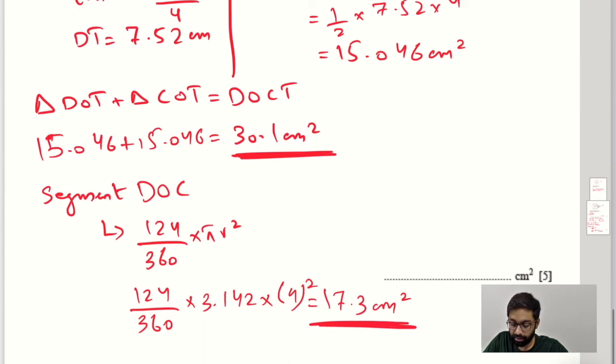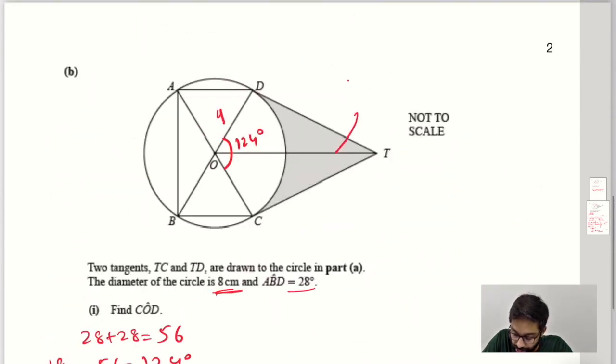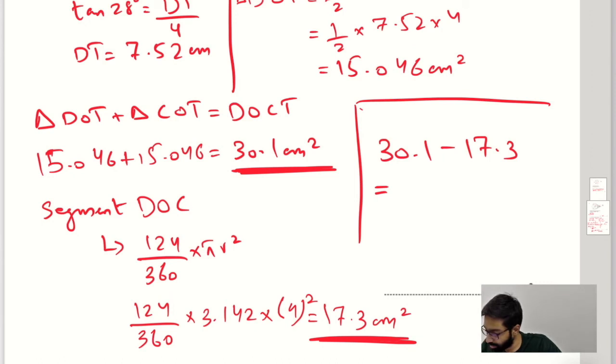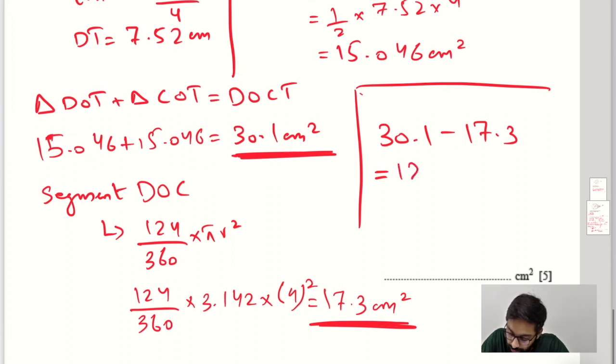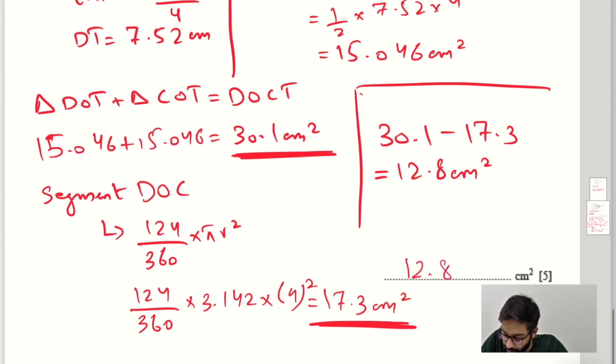Now we have this area right here, that's the area of the whole shape, and this area right here, that is the unshaded part. If you subtract these two, 30.1 minus 17.3, you should get the area of the shaded part, this whole thing. So let's do that, and we get 12.8 centimeters squared. So we write that here, 12.8.